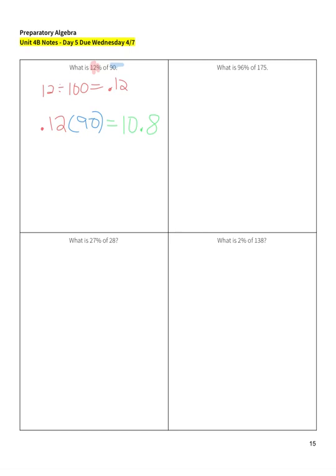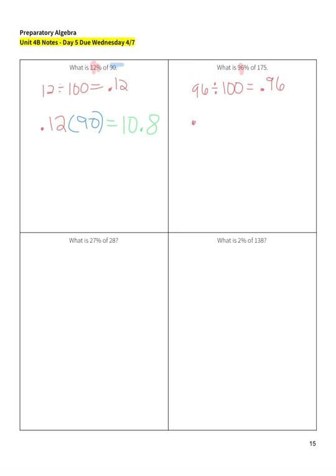Okay, let's look at this next one. What is 96% of 175? My first step is to convert my percent to a decimal. And how do I do that? I divide by 100. So 96 divided by 100 is equal to 96 hundredths.